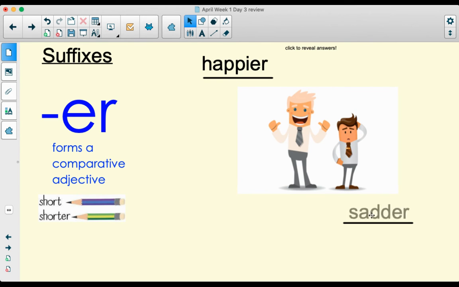He looks sadder. Notice the word happy ends in Y, but I changed the Y to an I and added ER. This picture here, he is sadder. The word sad only has one D, but in order to add ER, I doubled that D.